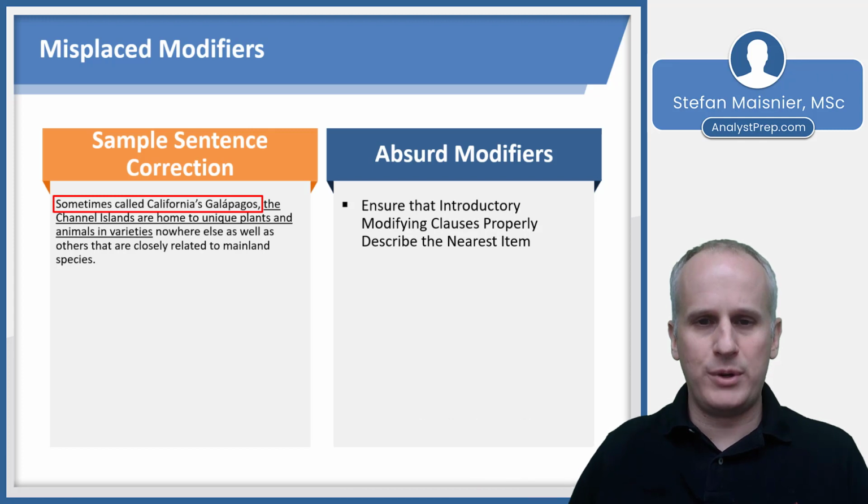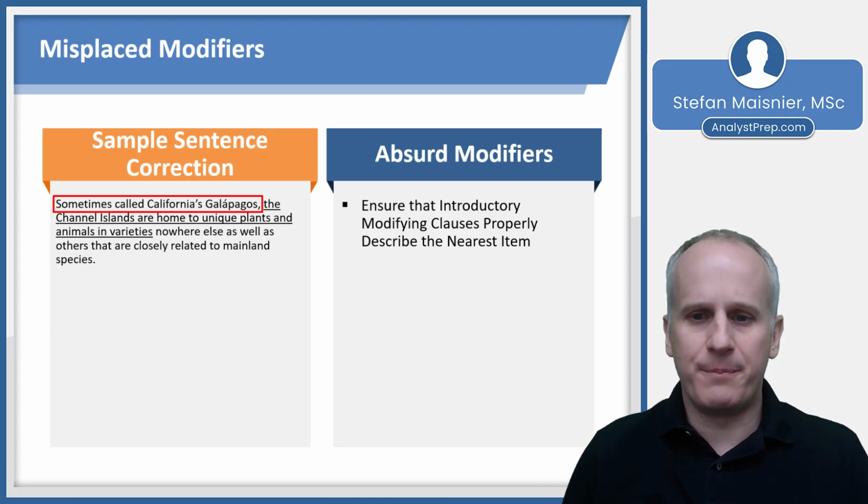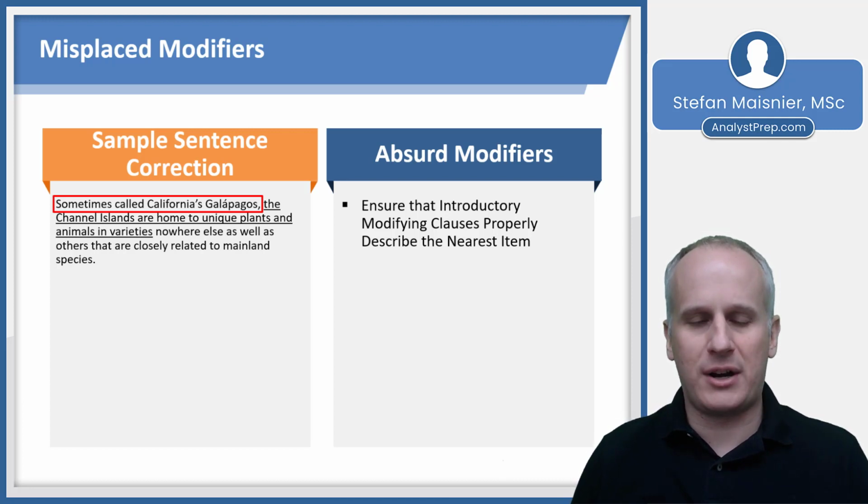So let's take a look at a sample sentence correction involving potential absurd modifiers. So as always, we'll read the sentence at the outset. So sometimes called California's Galapagos, the Channel Islands are home to unique plants and animals in varieties nowhere else, as well as others that are closely related to mainland species. So you need to ensure that introductory modifying clause properly describes the nearest item.